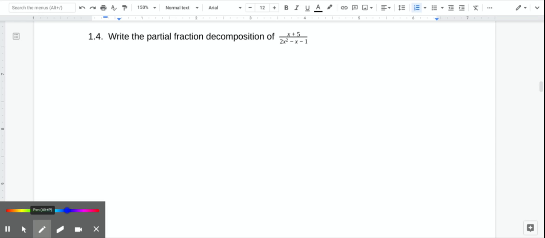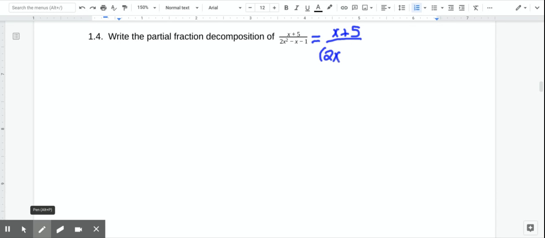All right, we want to write the partial fraction decomposition of this next problem. So the first thing we're going to do is, of course, factor the denominator. And I know I'm skipping a little step here, but it does factor into 2x plus 1 and x minus 1. I know I kind of skipped through that, but you get the idea.